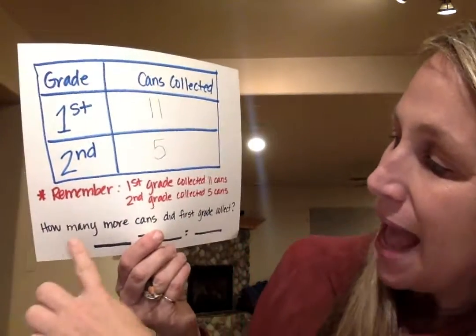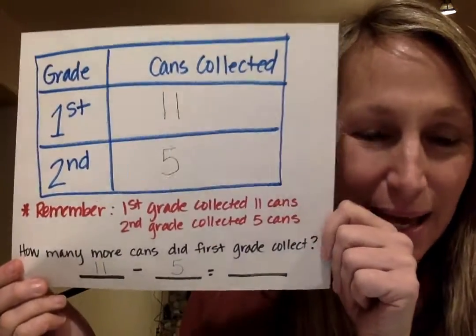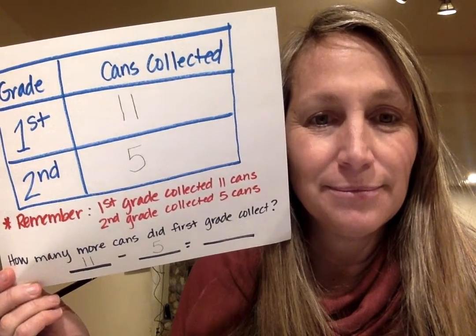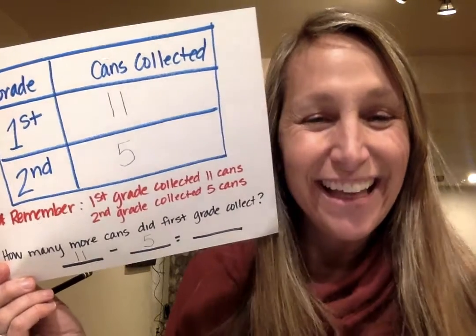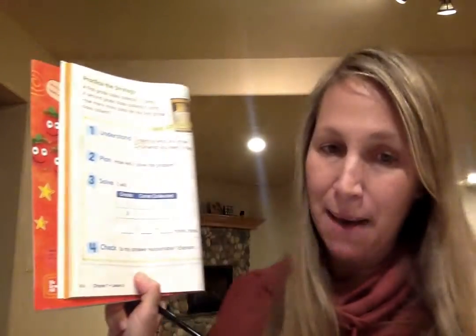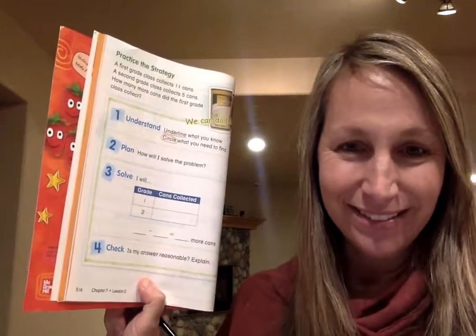The question was, how many more cans did first grade collect? So we know first grade collected 11. And we know that second grade collected 5. So boys and girls, it becomes a subtraction problem. What is 11 subtract 5? Yes! 6! Excellent! So our answer is 6. If we were to come back here, you would fill out your chart the same as mine and do your subtraction problem the same as mine.